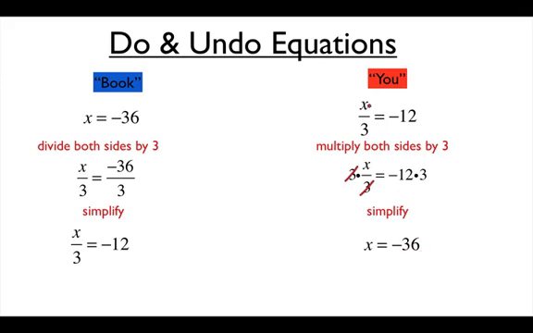And again, you can go back and check. Plug in negative 36 here, divided by 3, and you end up with negative 12. So the whole idea here is you have to undo what the book did. By looking at the equation, you should recognize some operations, and you just do the opposite of what they did. Okay, let's go on to the next slide.